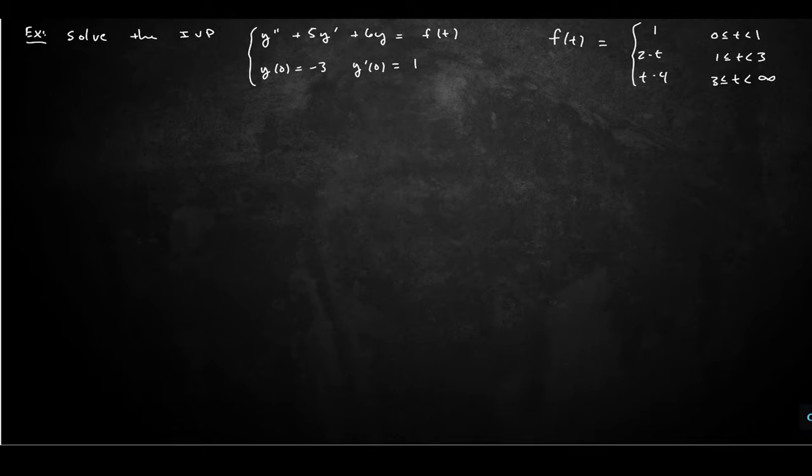of course, we're going to have to rewrite our function f of t in terms of unit step functions, and then take Laplace of the whole equation. So f of t can be written as 1 times u of t minus u of t minus 1 plus 2 minus t times u of t minus 1 minus u of t minus 3 plus t minus 4 times u of t minus 3.